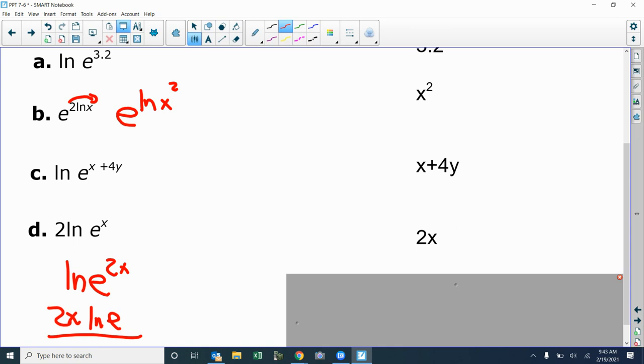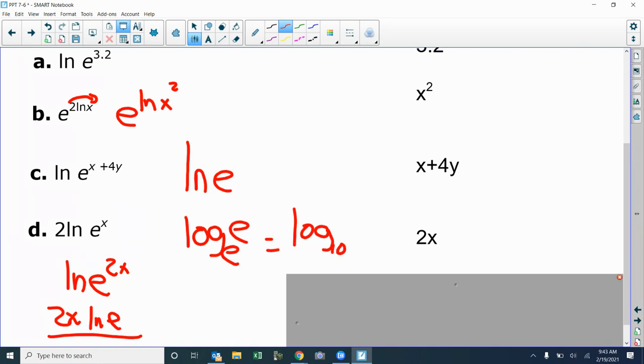All right, back to that thing. Does everybody understand that ln e is the same as log base e of e, which would be the same as log base 10 of 10, which is the same as maybe log base 5 of 5, whatever. Does everybody see that? Anytime you see ln, that's a base e.